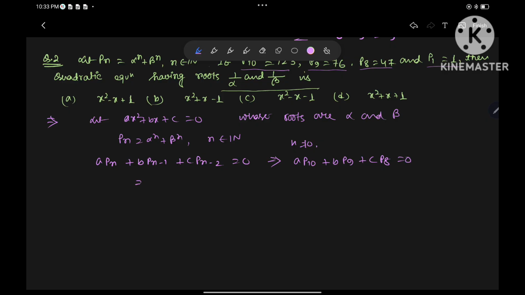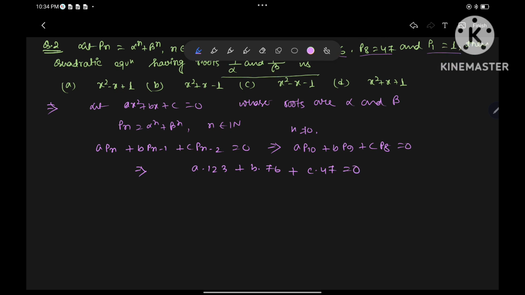Okay, so let us put the values one by one. a into 123 plus b into P9, that is 76, and the P8 value is 47. So c into 47 equals 0. Okay, so this is one relation.